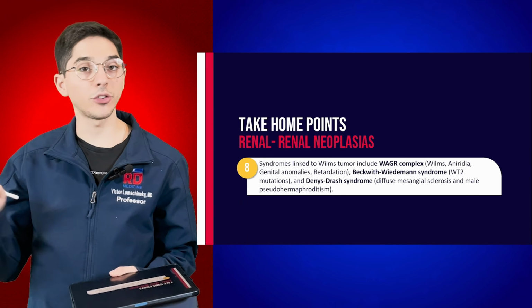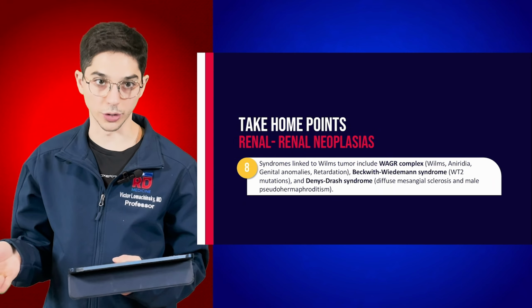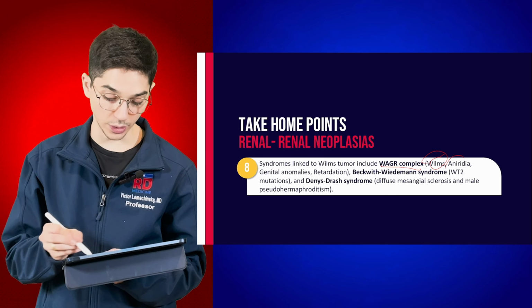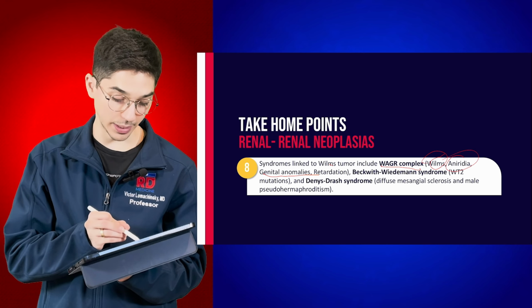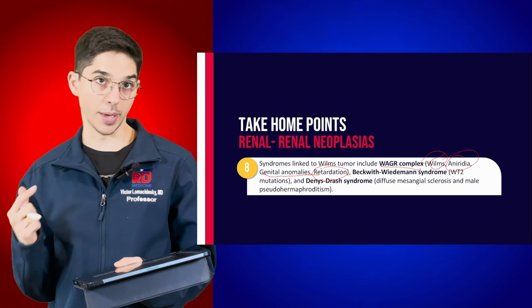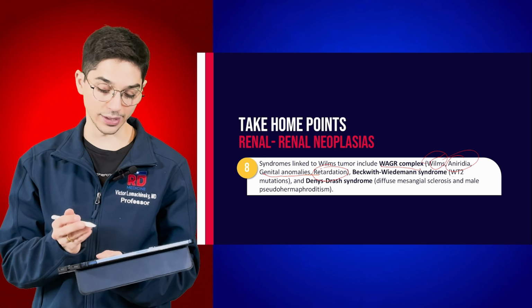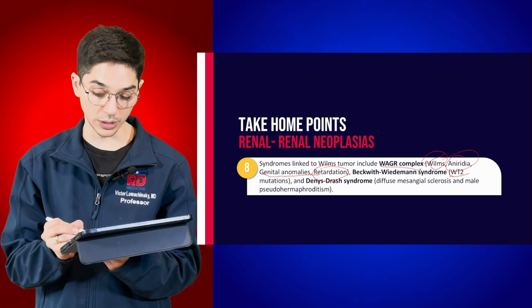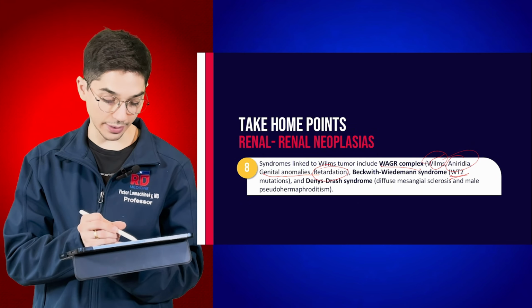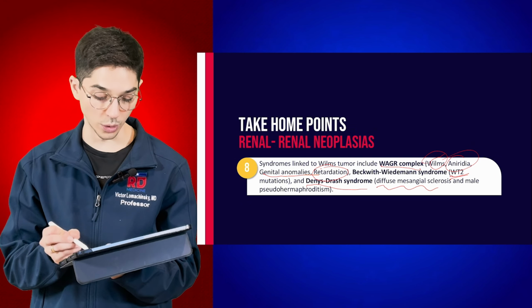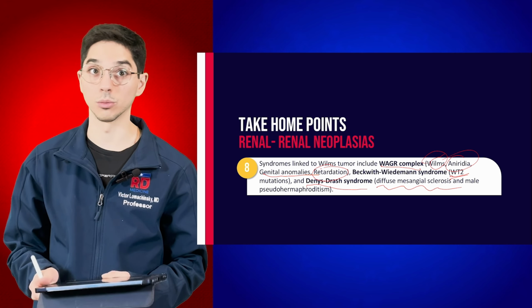We have 3 major syndromes that are linked to Wilms tumor. We have the WAGR complex, which involves Wilms, aniridia, genital anomalies, and mental retardation. We have the Beckwith-Wiedemann, remember that Wiedemann syndrome? That's the one that has the hemihypertrophy. This is associated with WT2 mutations. And we also have the Denys-Drash syndrome, which has the diffuse mesangial sclerosis and also the male pseudohermaphroditism.